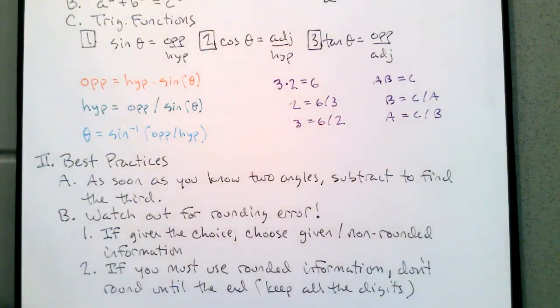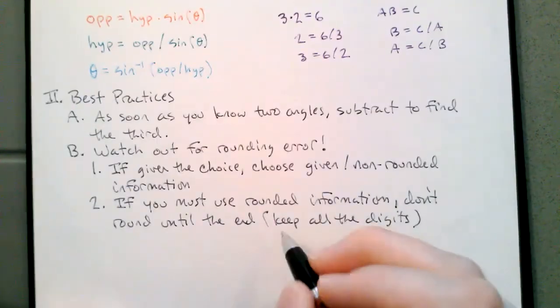Keep all the digits. You can use your calculator to help you keep track of all the digits so you don't have to write them down. Don't write all the digits down, but keep them in your calculator.